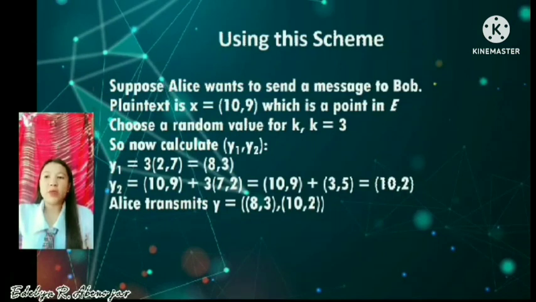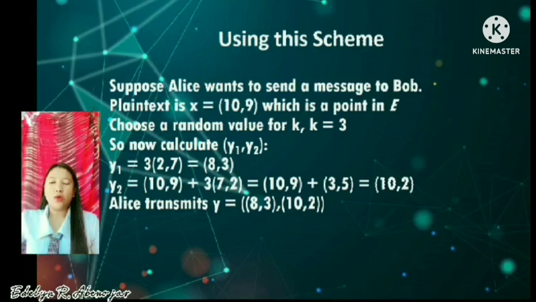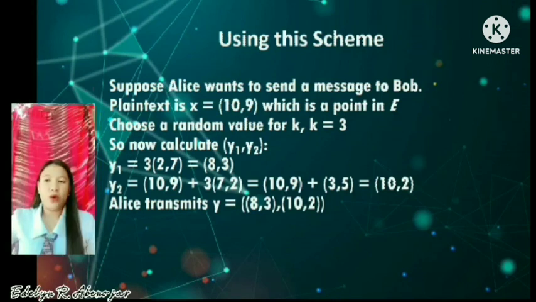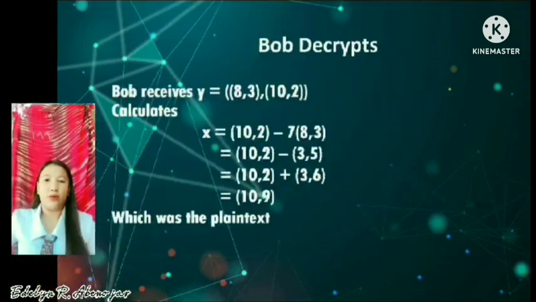Using this scheme, suppose Alice wants to send a message to Bob. The plain text is x = (10, 9), which is a point in E. Choose a random value for k, k = 3. So now calculate y1 and y2. y1 = 3(2, 7) = (8, 3). y2 = (10, 9) + 3(7, 2) = (10, 9) + (3, 5) = (10, 2). Alice transmits y = ((8, 3), (10, 2)).